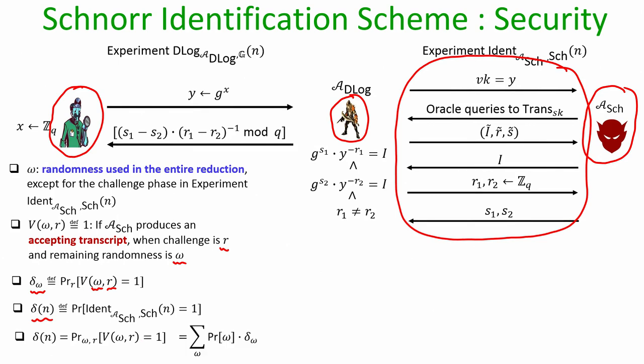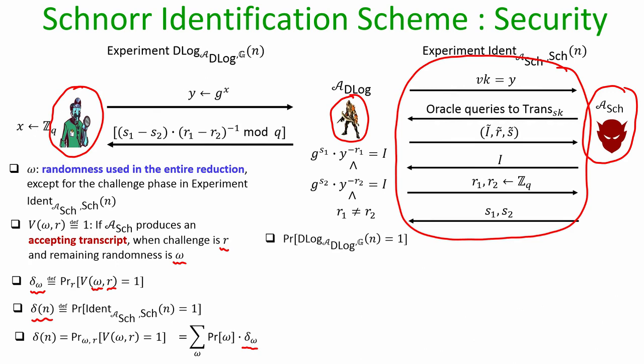And if we expand it further, it is nothing but the summation over all the randomness little omega, of the probability that omega is the randomness used in this entire experiment, the entire reduction, except for the challenge randomness, and with respect to that fixed randomness little omega, what is the probability that delta sub omega equals delta. So, that is a way we can expand our function delta of n.